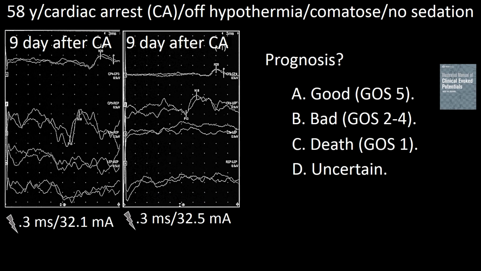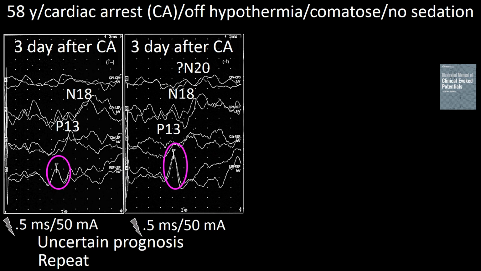Next question. Please take a look at this frame and choose the correct answer. The frame consists of two somatosensory evoked potentials performed 9 days after cardiac arrest in a patient that is still comatose, off hypothermia, and no sedation. This study was presented to you in a prior question. As you can recall, the first study was done 3 days after cardiac arrest. And at that time, brainstem and thalamic scalp recorded potentials were present. And possibly the right hemisphere cortical generated scalp recorded potential was also present.